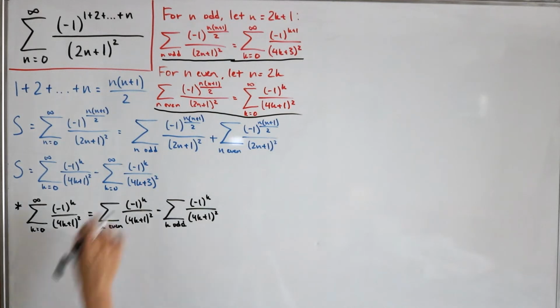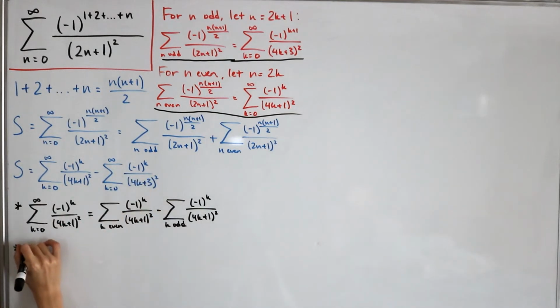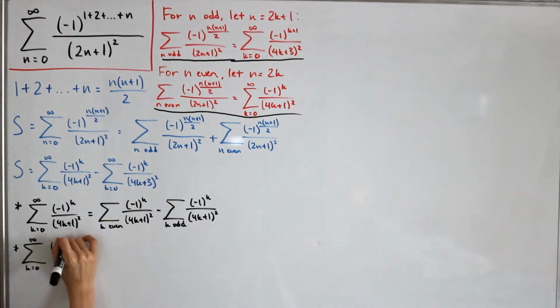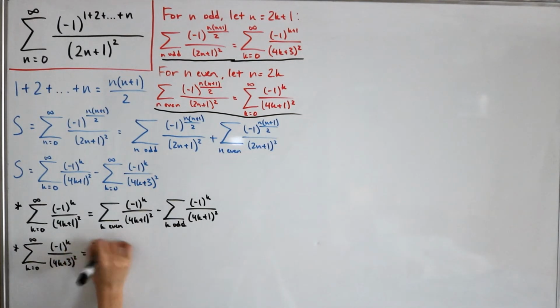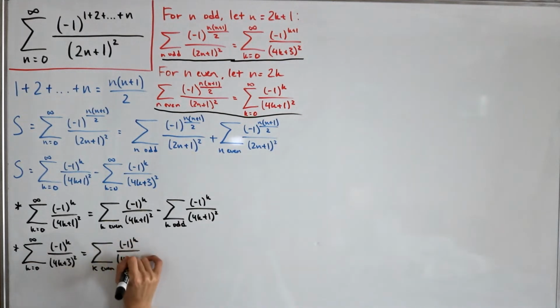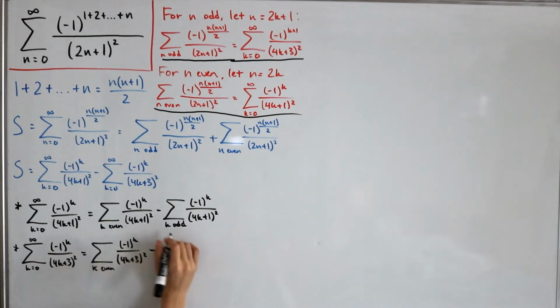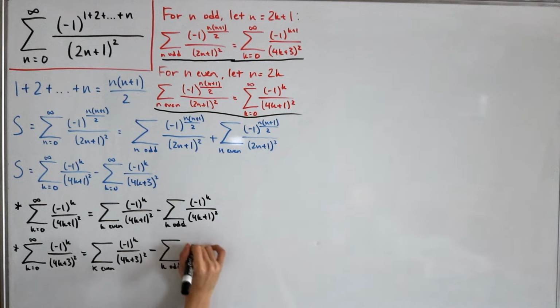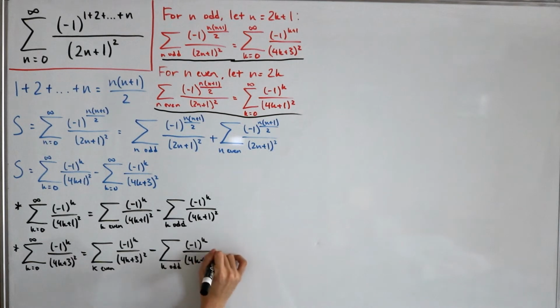And now similarly, the same thing can be said for this one over here. So we just separate this out by even and odd terms. The sum from k equals 0 of (-1)^k divided by (4k+3) quantity squared. Separate this into the even and the odd terms. So now we have the sum over k even of (-1)^k divided by (4k+3) squared, and then subtract the sum for the odd terms, since the numerators are all negative, so we can factor that out. So k odd, of (-1)^k divided by (4k+3) quantity squared.